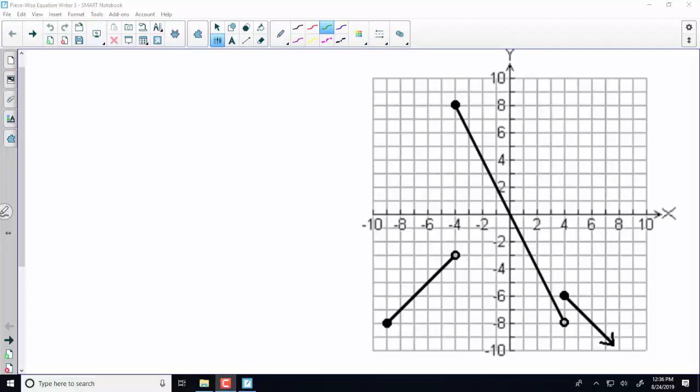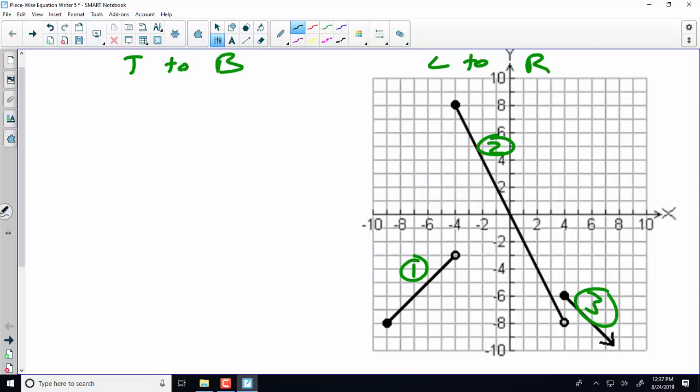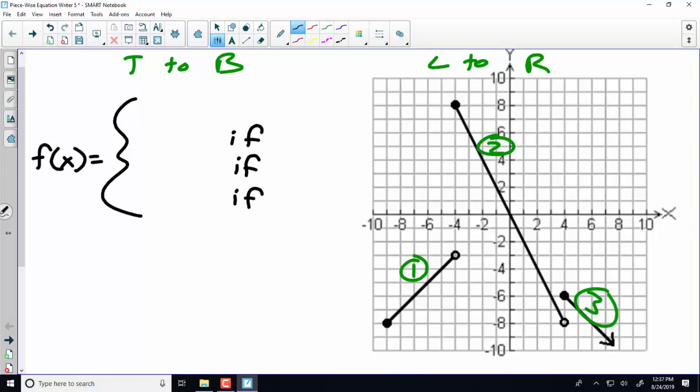Hello everyone, we're going to write the equation for one more piecewise function here. So we've got three pieces, 1, 2, 3. That's looking at them left to right, and we'll go top to bottom with our equation over here. Call this one f of x. Three pieces, so I'll either write the word if or for, I really don't care which one you use, 3 times. Okay, let's get the equation of each piece first this time.